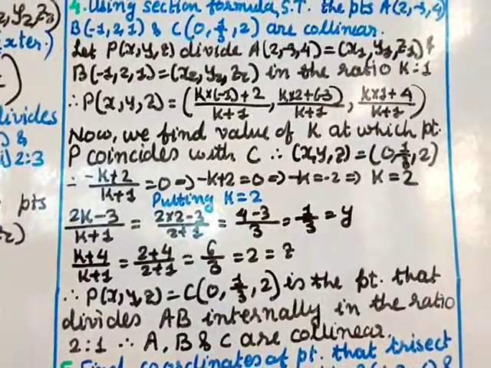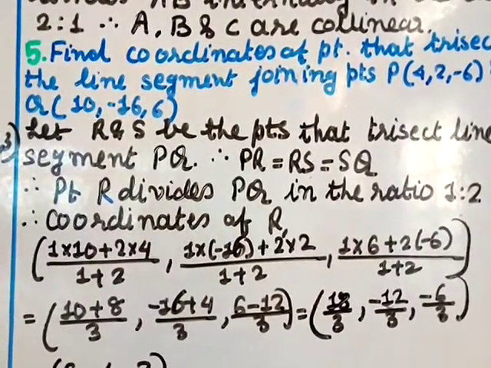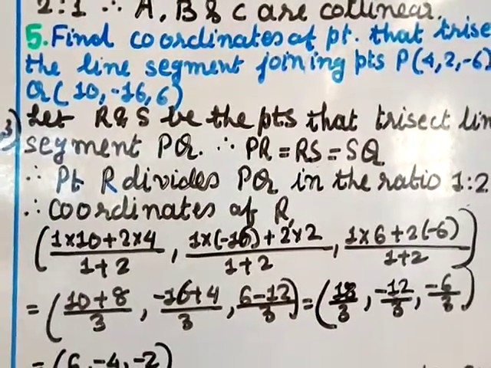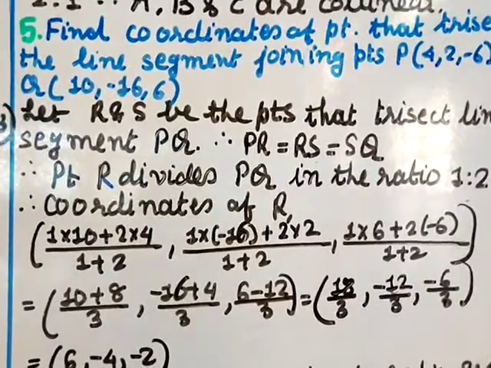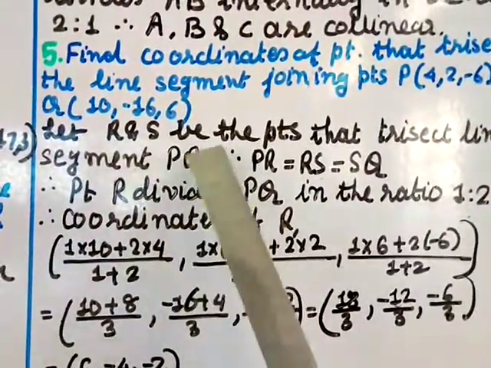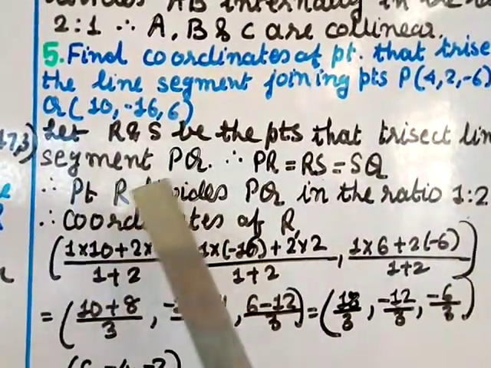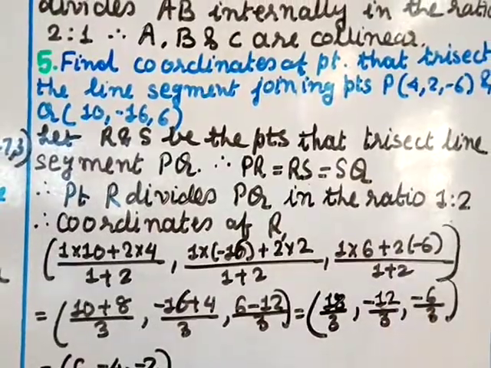So that is the solution for question number 4. Question number 5. Find the coordinates of the points that trisect the line segment joining the points P(4, 2, -6) and Q(10, -16, 6). Let R and S be the points that trisect line segment PQ. That means PR equals RS equals SQ.